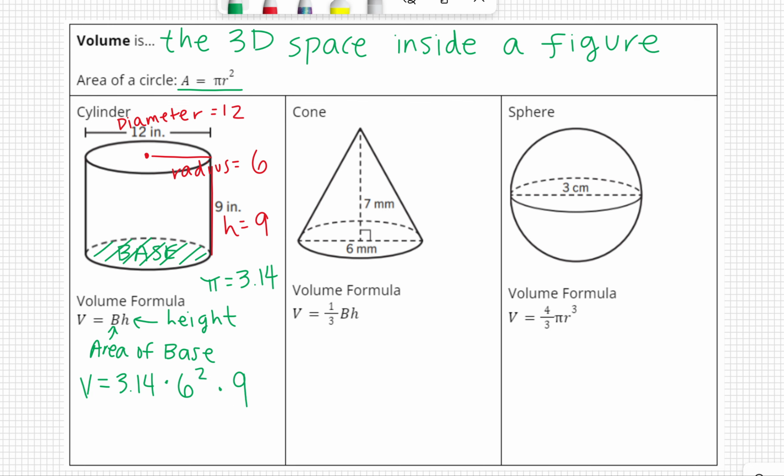Then I would put this into your calculator exactly like this. 3.14 times 6 squared times 9. And I'm going to get my calculator to do that now. You can do it along with me too. 3.14 times 6 squared times 9. It's 1017.36, and our units are inches. And because it's a three-dimensional space, they're going to be inches cubed for volume.